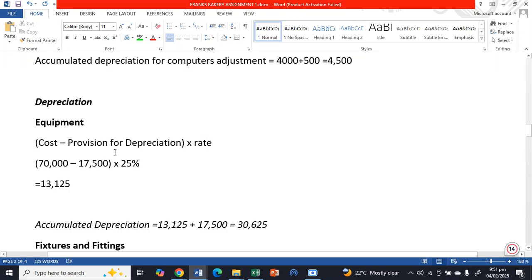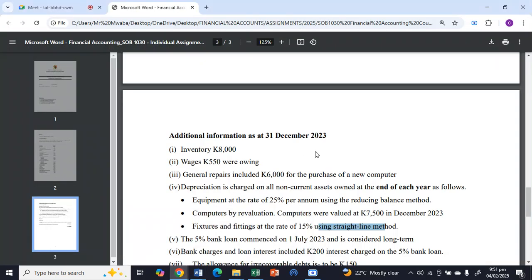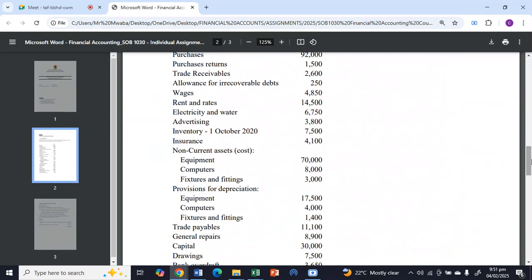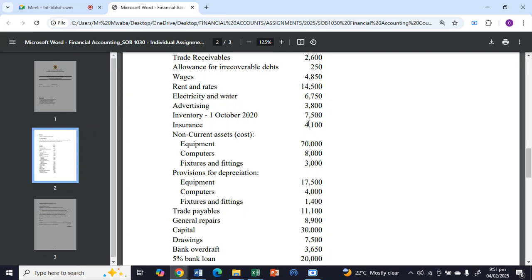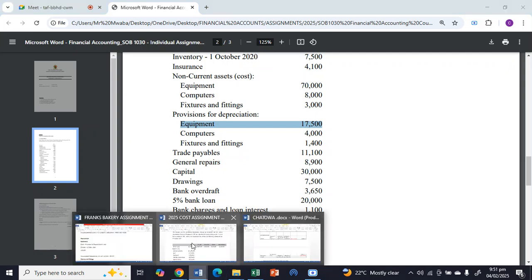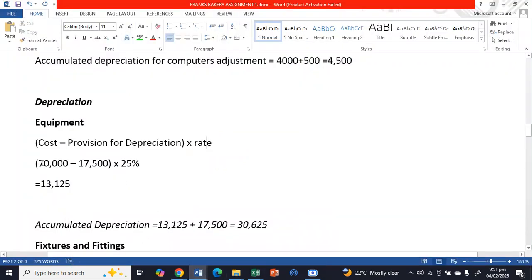The value of the computers, I believe it was 70,000. Value of computers 70,000. And what's the provision for depreciation for equipment? 17,500. Yes. So you're going to do 70,000 minus 17,500. What value do we get?